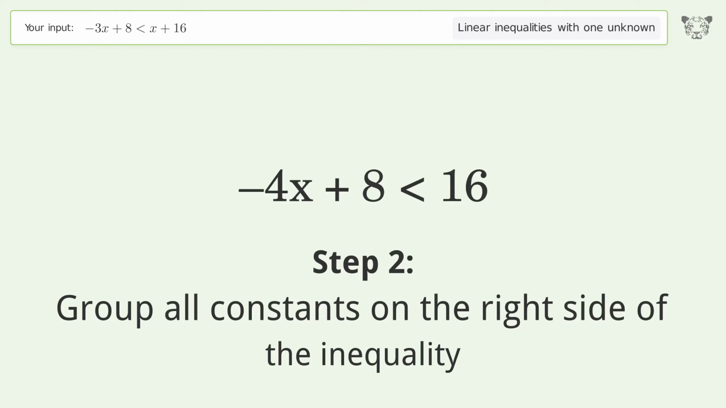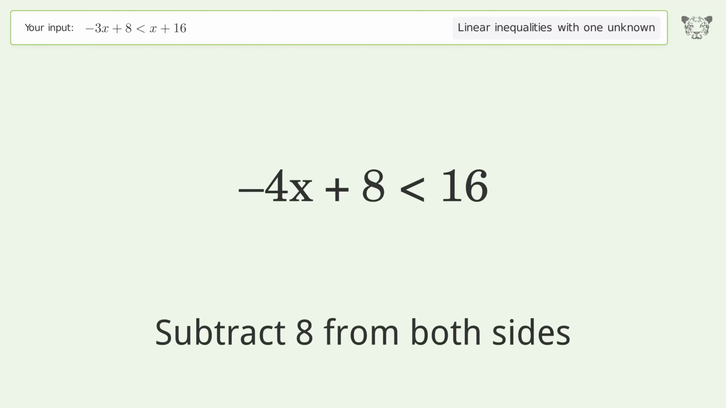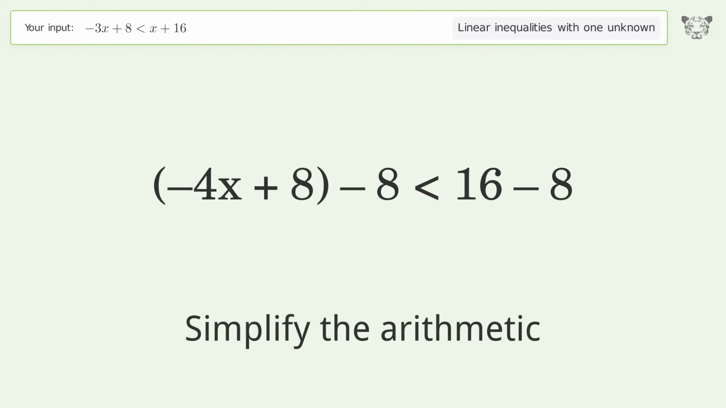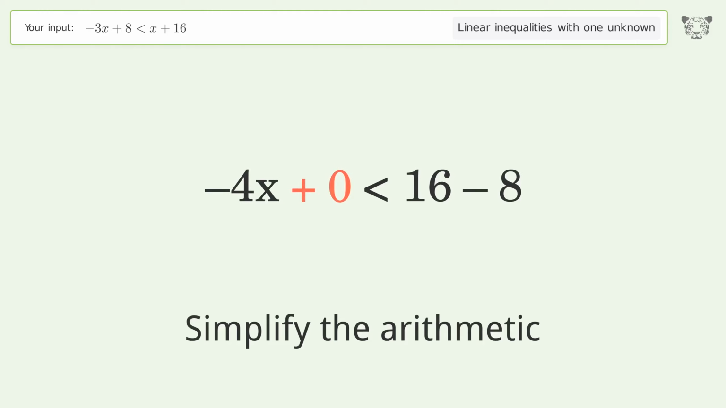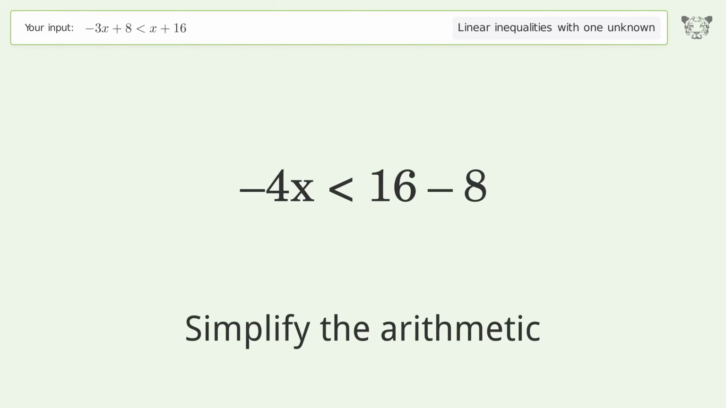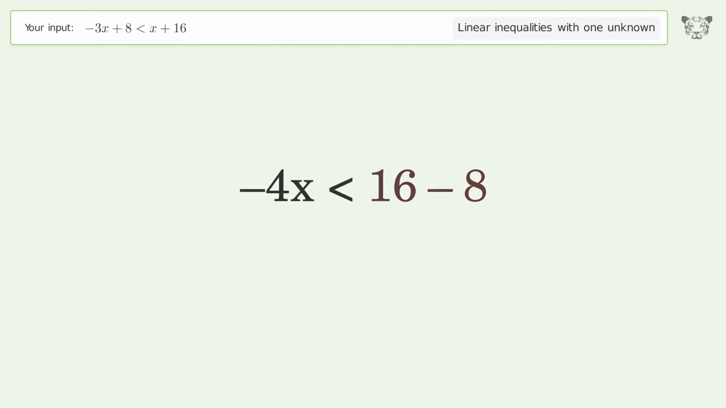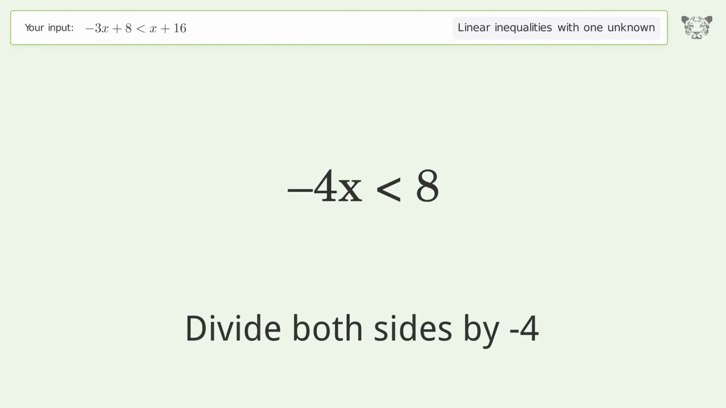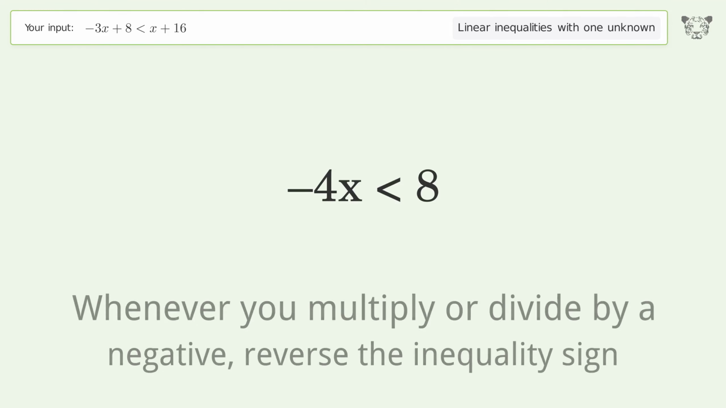Group all constants on the right side of the inequality. Subtract 8 from both sides. Simplify the arithmetic. Isolate the x. Divide both sides by -4. Whenever you multiply or divide by a negative, reverse the inequality sign.